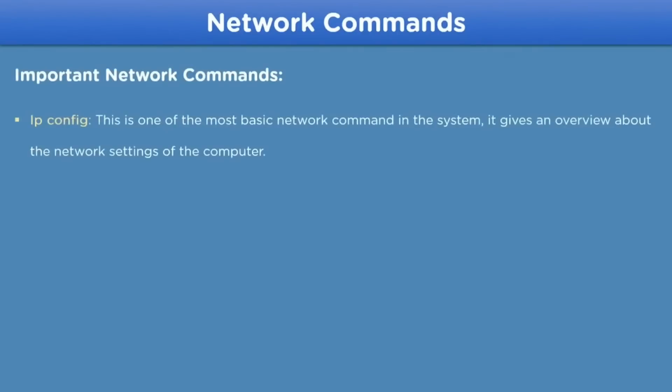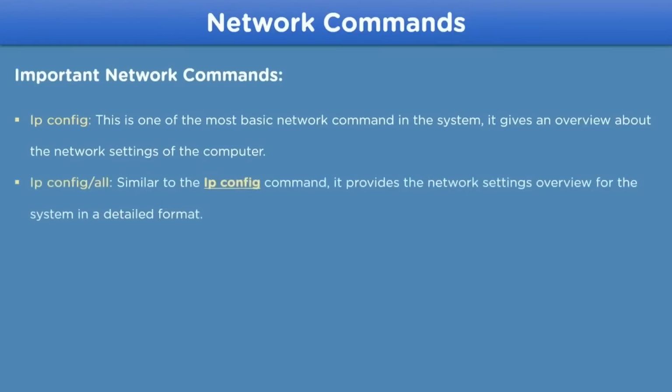Now let's look into some of the most important and mostly used network commands in the Windows prompt. The first one is ipconfig. This is one of the most basic network commands used in the Windows prompt. It gives an overview of the network settings for our system. Moving on, we have ipconfig /all. This is similar to ipconfig, but it gives a more detailed view of the network settings for our system.